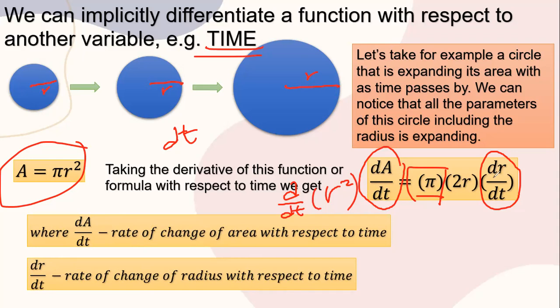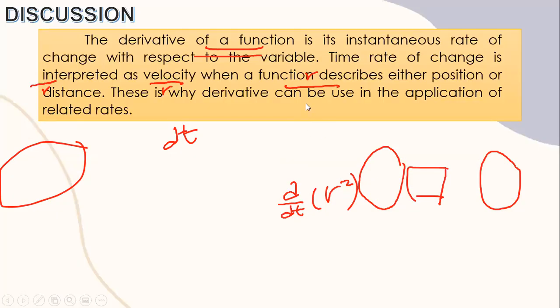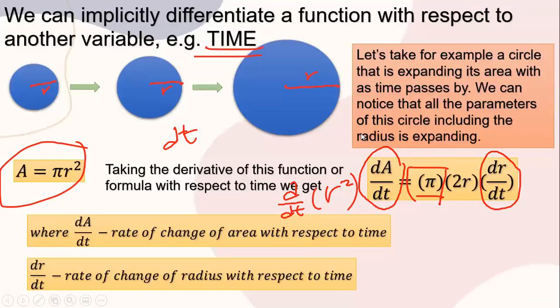Okay, so nagkaroon tayo ng bagong variables. Okay? So, nung dinerive natin with respect to time yung formula ng ating circle, ng area of the circle, which is A is equal to pi r squared. Okay, so, mamaya magagamit natin yung differentiation with respect to another variable pag napunta na tayo dun sa problems natin with regards to the related rates.